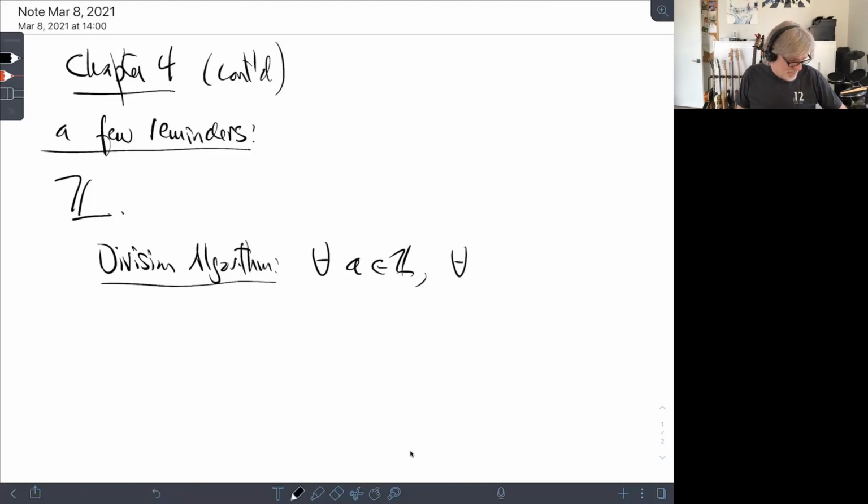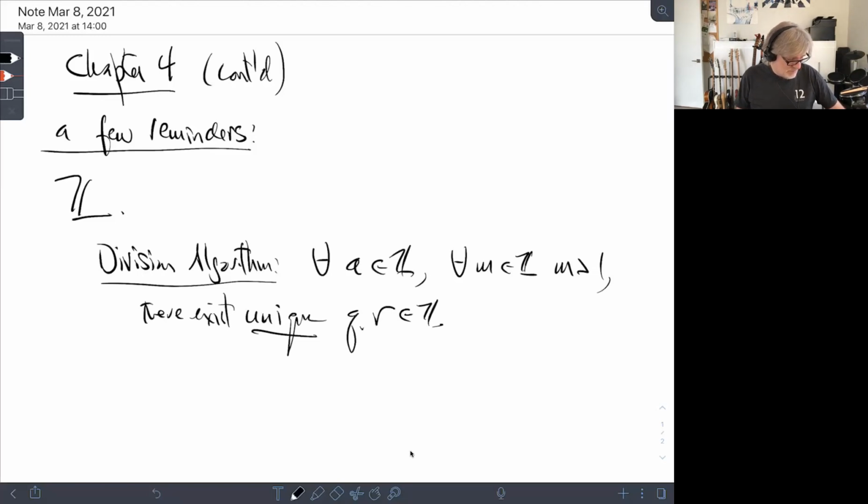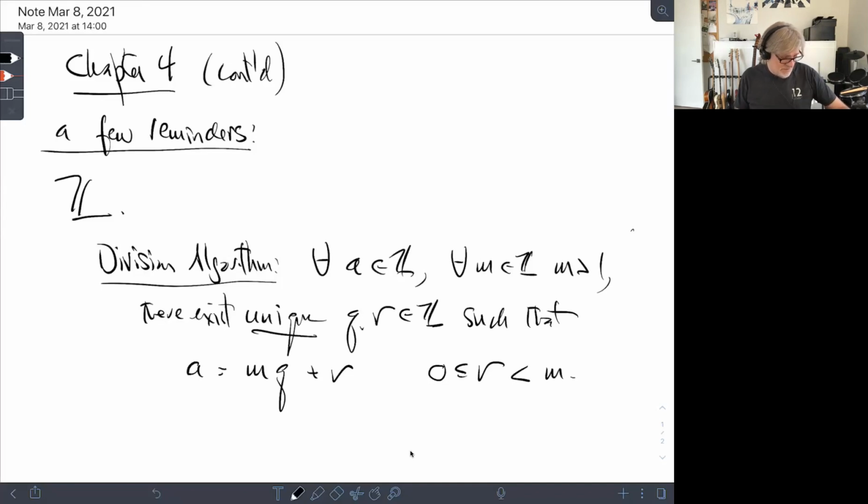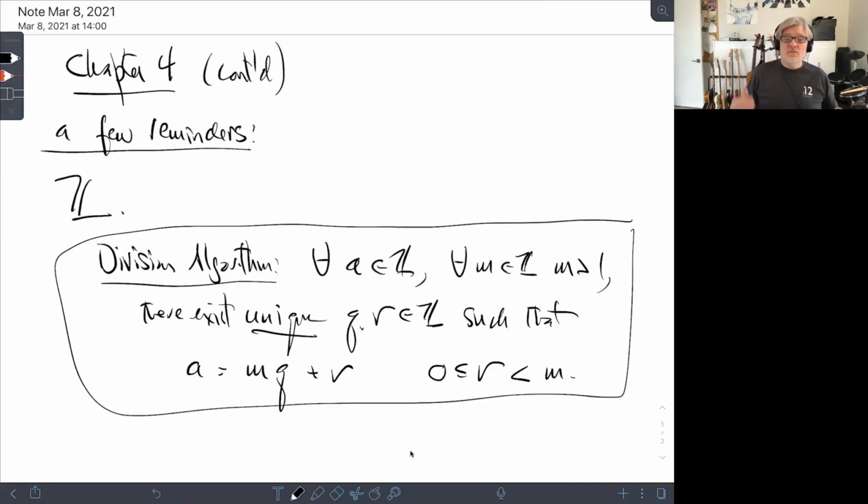If you take any m in Z which is bigger than 1, then there exists a unique, and uniqueness is really important, q and r integers such that you can write a as m times q plus r, where r is at least 0 and is strictly less than m. Basically what this does is you divide a by m, and you get a remainder, which is between 0 and m, strictly less than m, right?